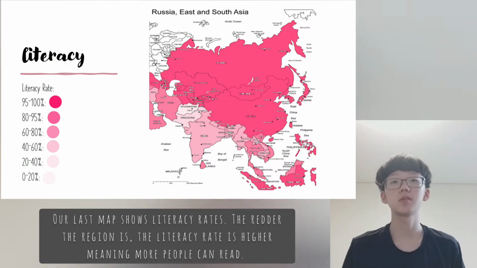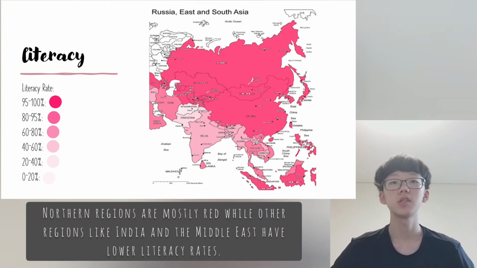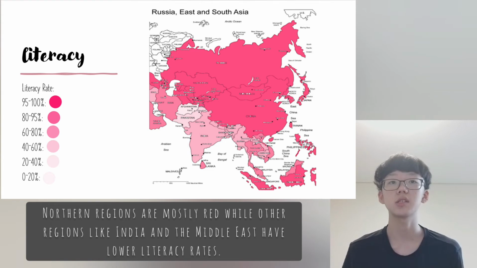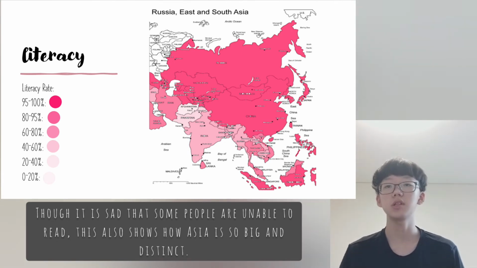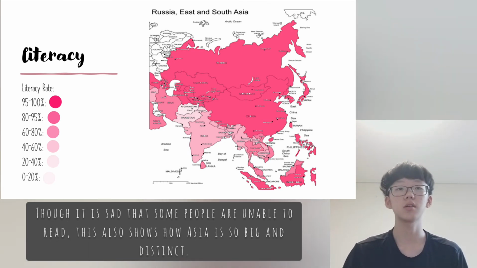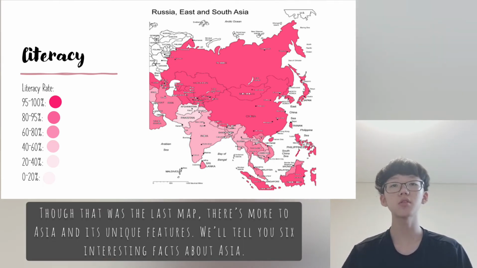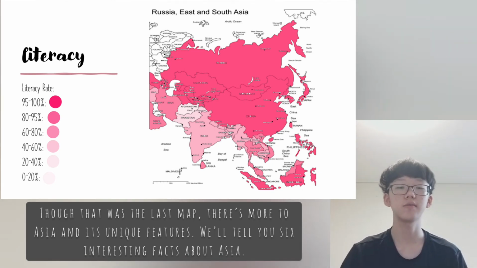Our last map shows literacy rates. The redder the region is, the higher the literacy rate is, meaning more people can read. Northern regions are mostly red, while regions like India and the Middle East have lower literacy rates. Though it is said that some people are unable to read, this also shows how Asia is so big and distinct. Though that was the last map, there's more to Asia and its unique features.